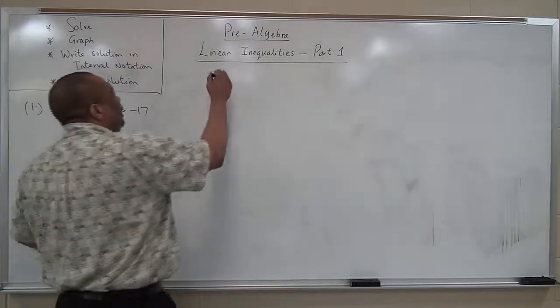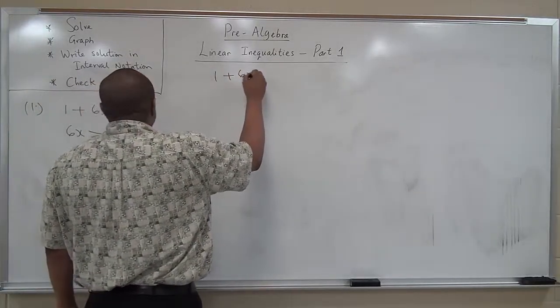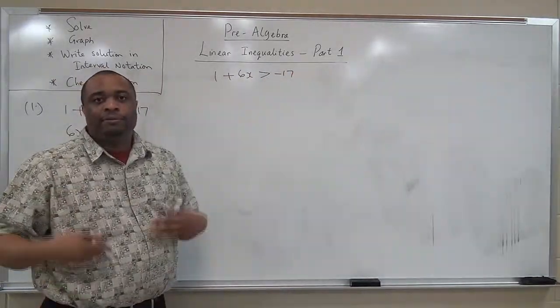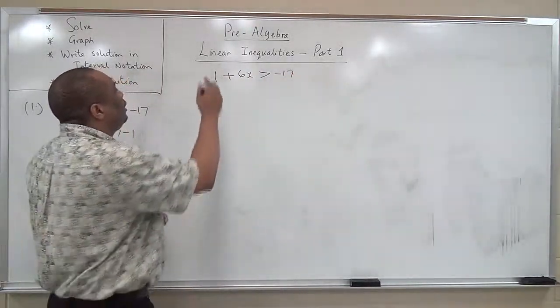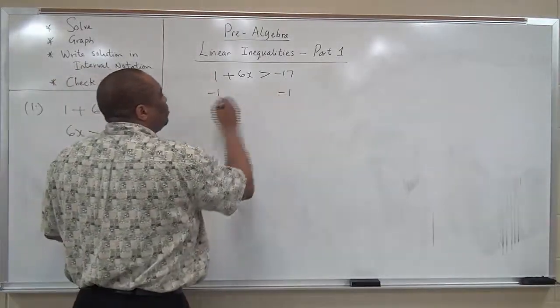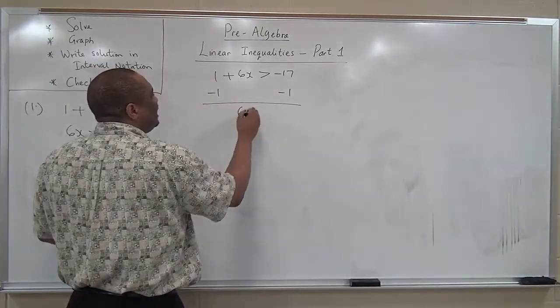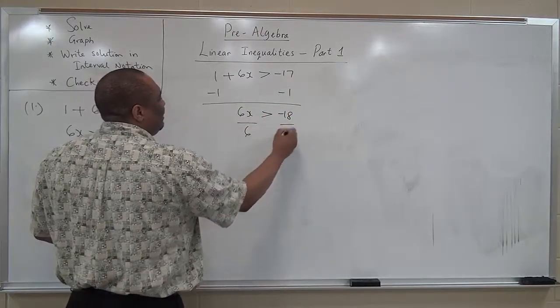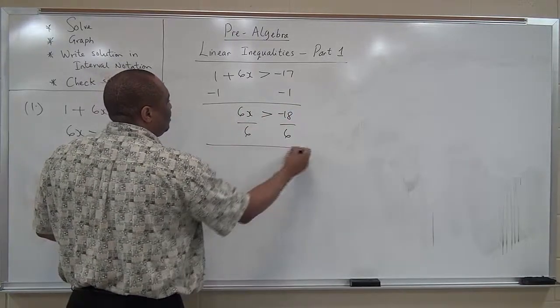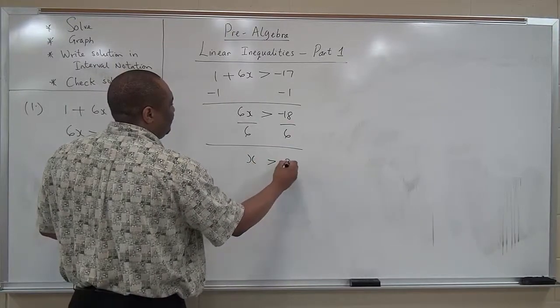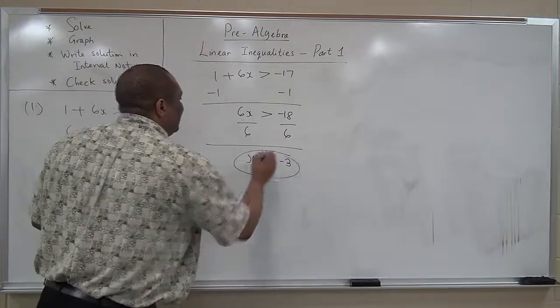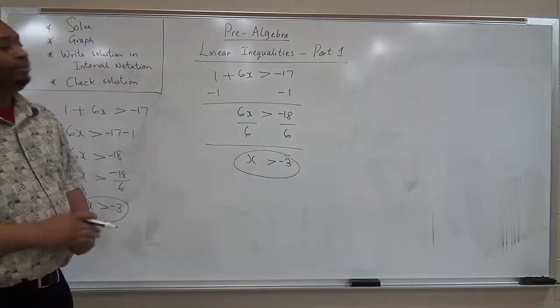You can solve it this way. 1 plus 6x greater than negative 17. And this is the way some of your teachers taught you. You do minus 1 here, minus 1 here. So you have 6x greater than negative 18. You divide by 6, divide by 6. So x is greater than negative 3. So it doesn't matter, provided you get the answer right and the method is good.